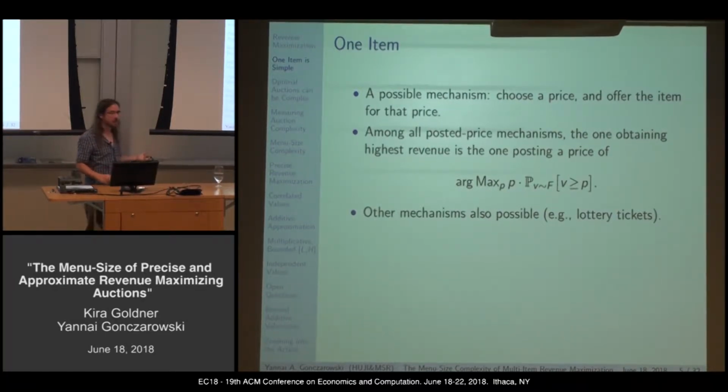For example, I could sell you lottery tickets. I could tell you, okay, either pay 4 to get this for sure, or pay 3 to get this with probability half. I don't know. Or maybe just pay 6 to get this with probability 1/3, or whatever. That's also an incentive compatible and individually rational mechanism.